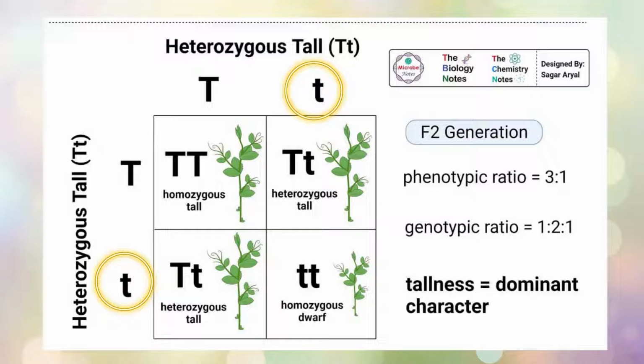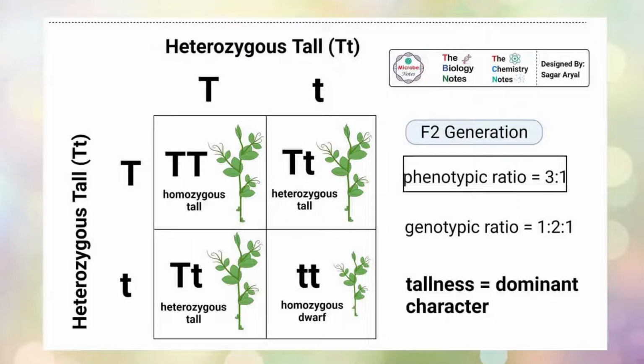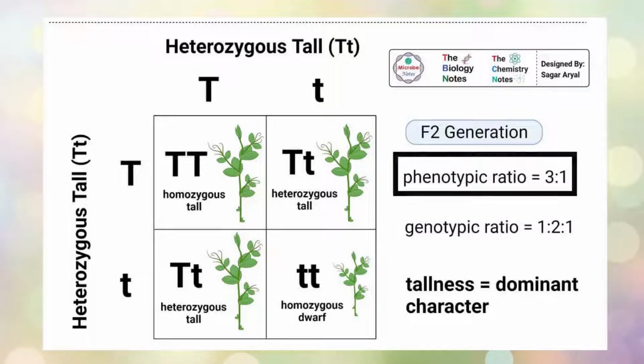Combine small letter t and small letter t resulted to homozygous dwarf. Homo dahil parehas ng traits ulit, and dwarf dahil small letter and stands for dwarf. The genotype is 1 homozygous tall, 2 heterozygous tall, and 1 homozygous dwarf. Therefore, the phenotype or the resulted appearance is 3 tall and 1 dwarf, and tallness is the dominant trait acquired.